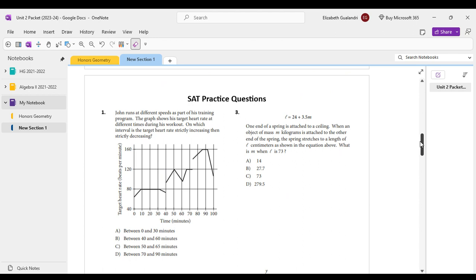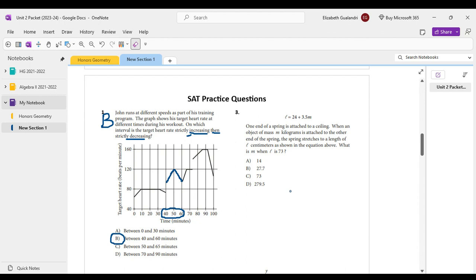Okay, if we flip to the SAT practice here, again, any of these problems you can pause the video and do, or you can do them first and then come back to the video to see how you did with it. John runs at different speeds as part of his interval program. The graph shows his target heart rate at different times during his workout. On which interval is the target heart rate strictly increasing, then strictly decreasing? So we want to go from increasing to decreasing. So we have increasing, steady, decreasing, increasing, decreasing, increasing, steady, increasing, steady, decreasing. So the only place that we went increasing to decreasing was here, and that was from 40 to 60 minutes, and that is our option B. So number 1 should be B.